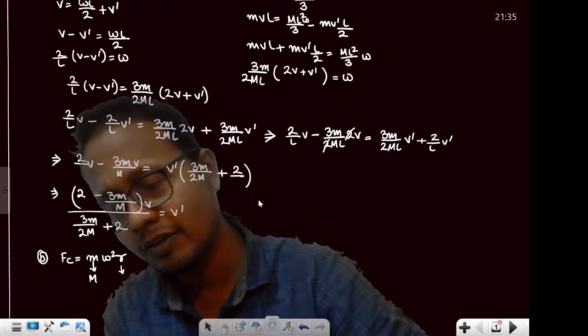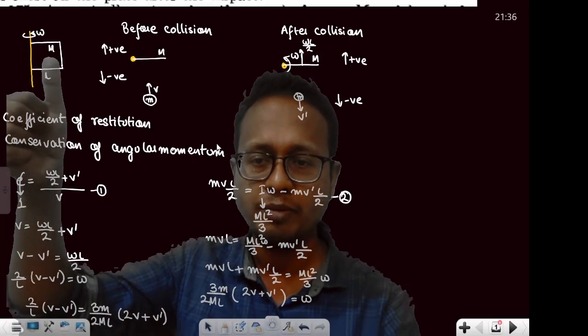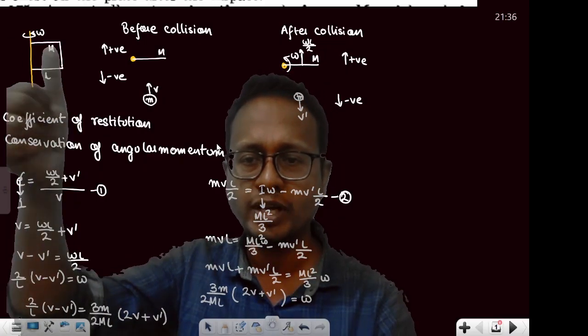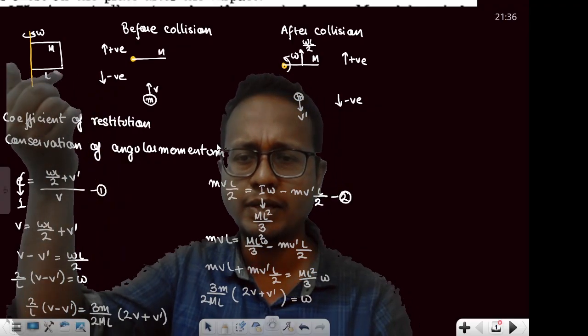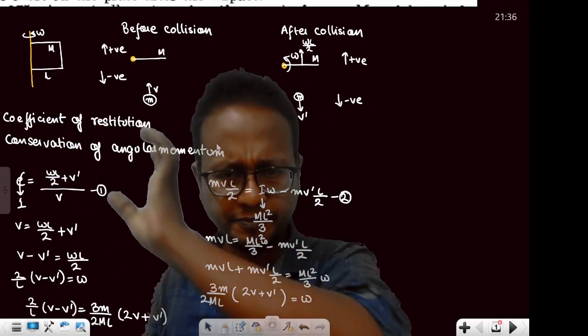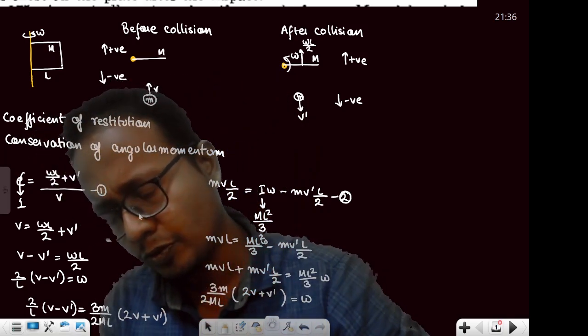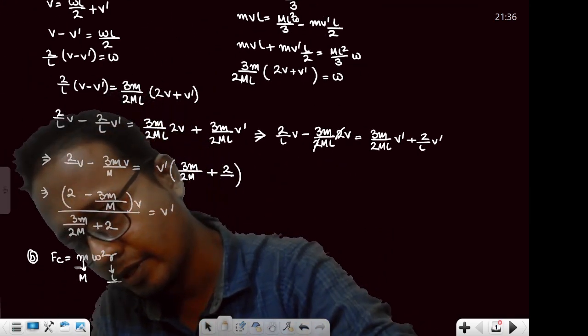The value of r is nothing but the center of mass of the rectangular slab. That means I've considered this entire rectangular slab to be a point mass, and that is rotating with angular velocity omega. The center of mass would be nothing but L by 2 from the axis. So these two parts are simple. R is nothing but L by 2.